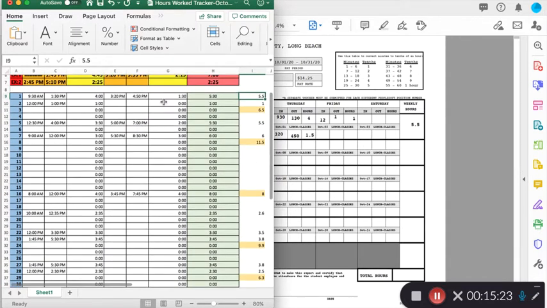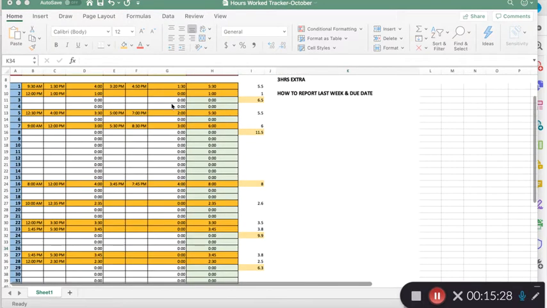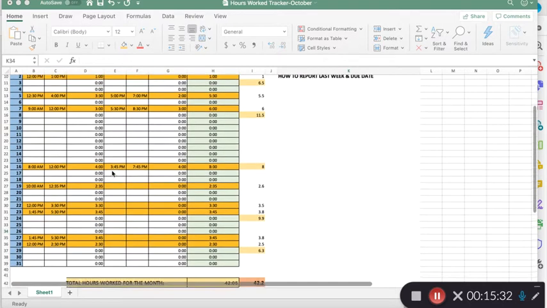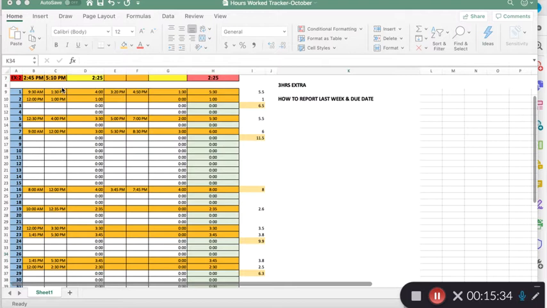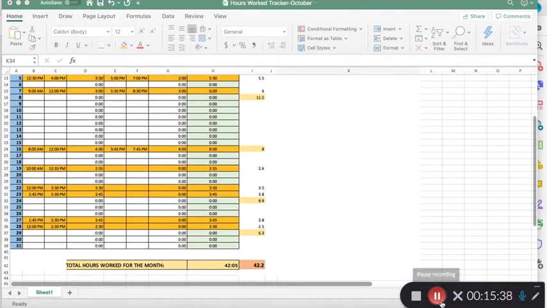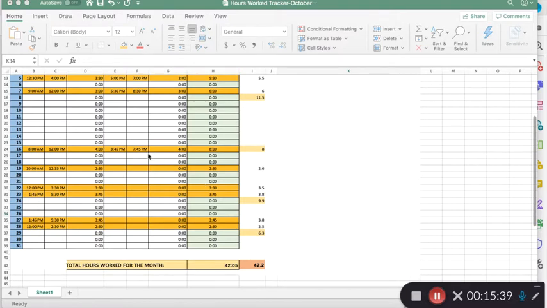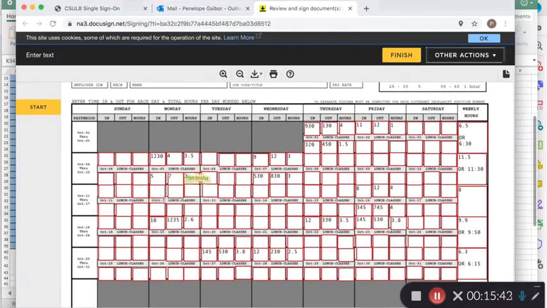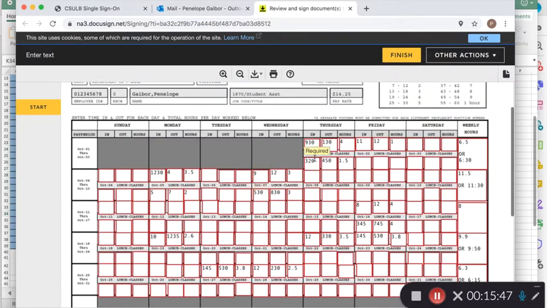So the timesheet tracker basically already counted. I already inputted all my hours. Okay, so I went ahead and highlighted all the days that I ended up working, so it's easier to view those. Because I use my tracker, it's easier to fill out my timesheet. So I actually already went ahead and filled out my DocuSign timesheet.